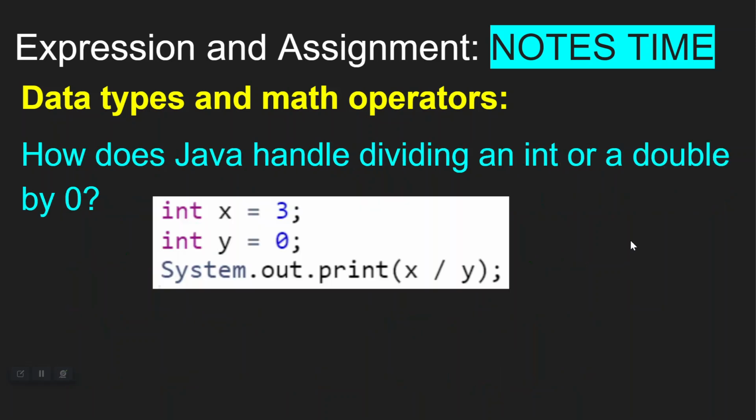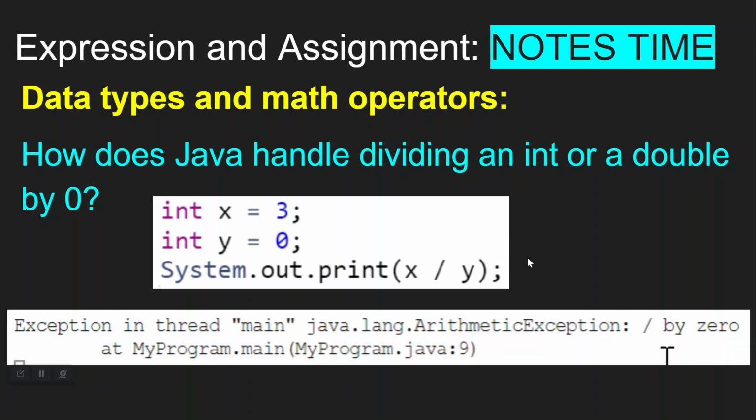All right, we're almost done here. Let's look at a few other things. What happens if we try to divide by 0? Dividing an integer or a double by 0. So here I've got int x equals 3 and int y equals 0. Down here I'm trying to print out x divided by y. What do you think is going to happen? Let's go ahead and check it out.